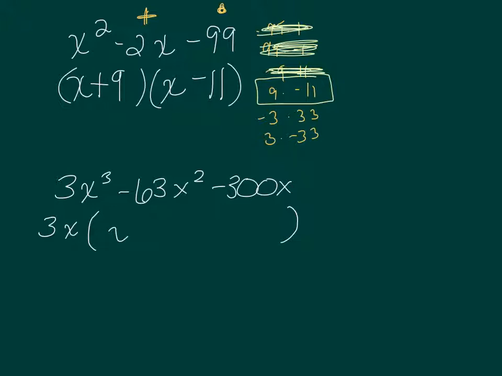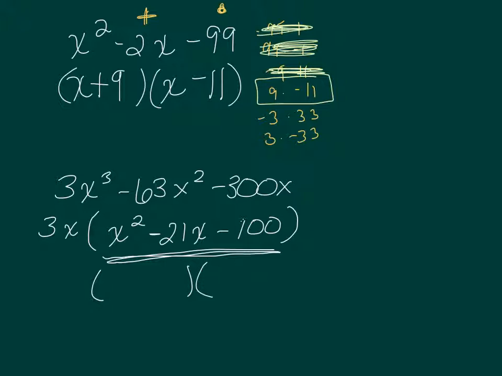So that's going to leave me with x squared minus 63 divided by 3 is 21x, minus 300 divided by 3 is just 100. And I only had one x and I took it out, so I don't have any x's. Alright, so 3x times x squared minus 21x minus 100. Now if I look at this polynomial that I have left, I only have 3 terms. I don't have 4 terms, so I can't do step 2. So let's try step 3.